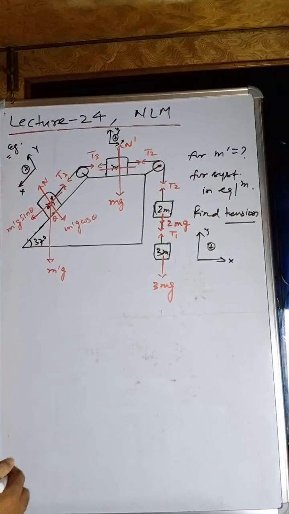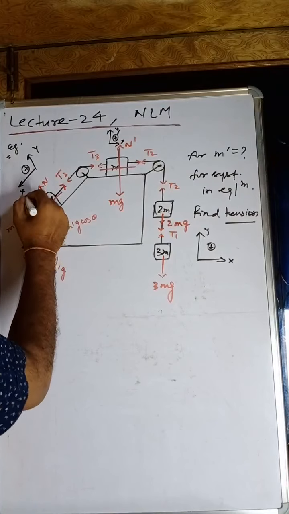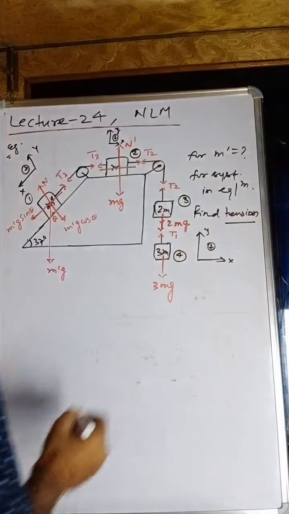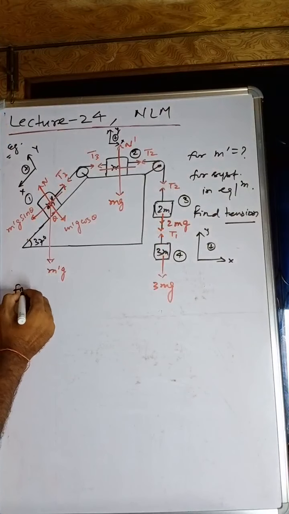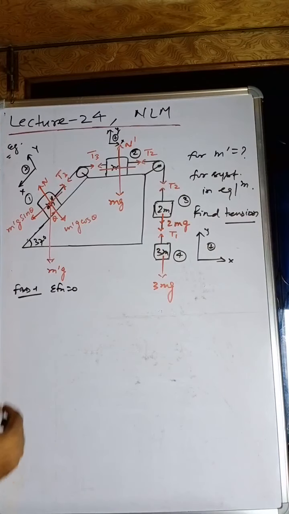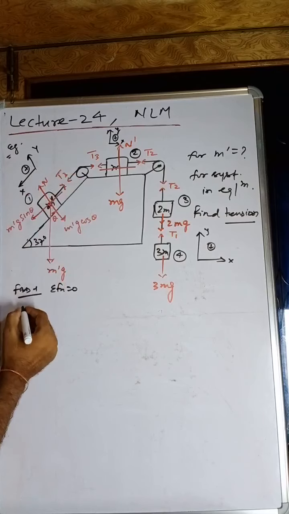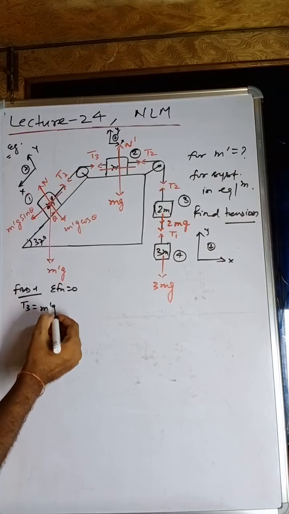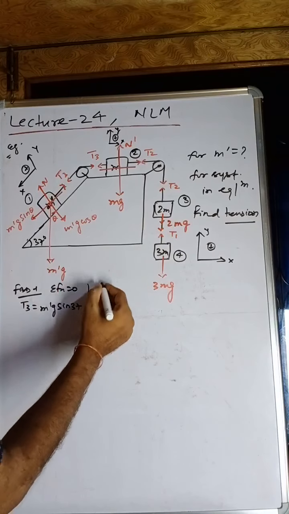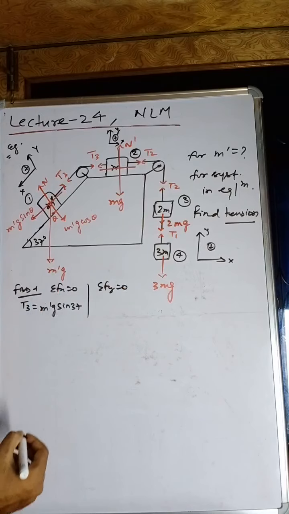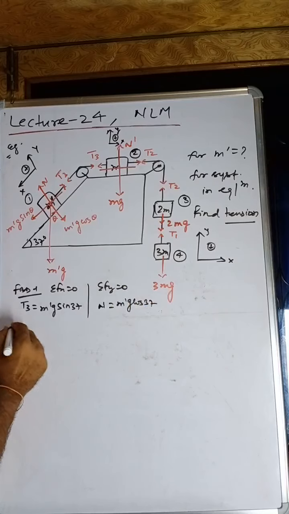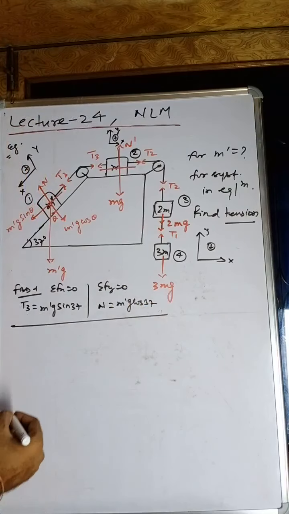but here for the equilibrium problem, suppose this is free body diagram 1, this is 2, this is free body diagram 3, and this is 4. Free body diagram 1. Okay, sigma Fx equals 0. T3 is balanced by m dash g sine 37, am I right? Yes, and over sigma Fy equals 0, N is equal to m dash g cos 37 degree. FBD 1 completed. Now FBD 2.